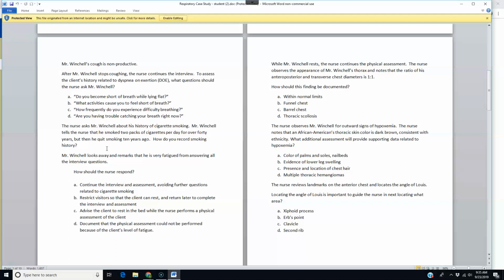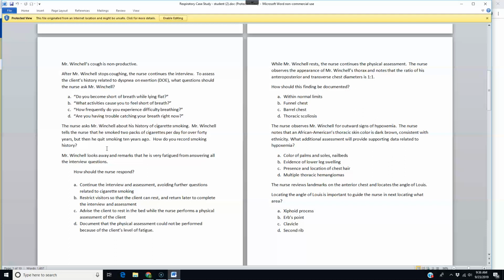All right, the next question is, the nurse reviews landmarks on the anterior chest and locates the angle of Lewis. Locating the angle of Lewis is important to guide the nurse in locating what area next. So the answer to that is the second rib. Okay, I want you to go over these landmarks. I'm not going to talk a lot about it in person, but even these choices, think about where the xiphoid process is. Where's Erb's point? Where's the clavicle? And where's the second rib?